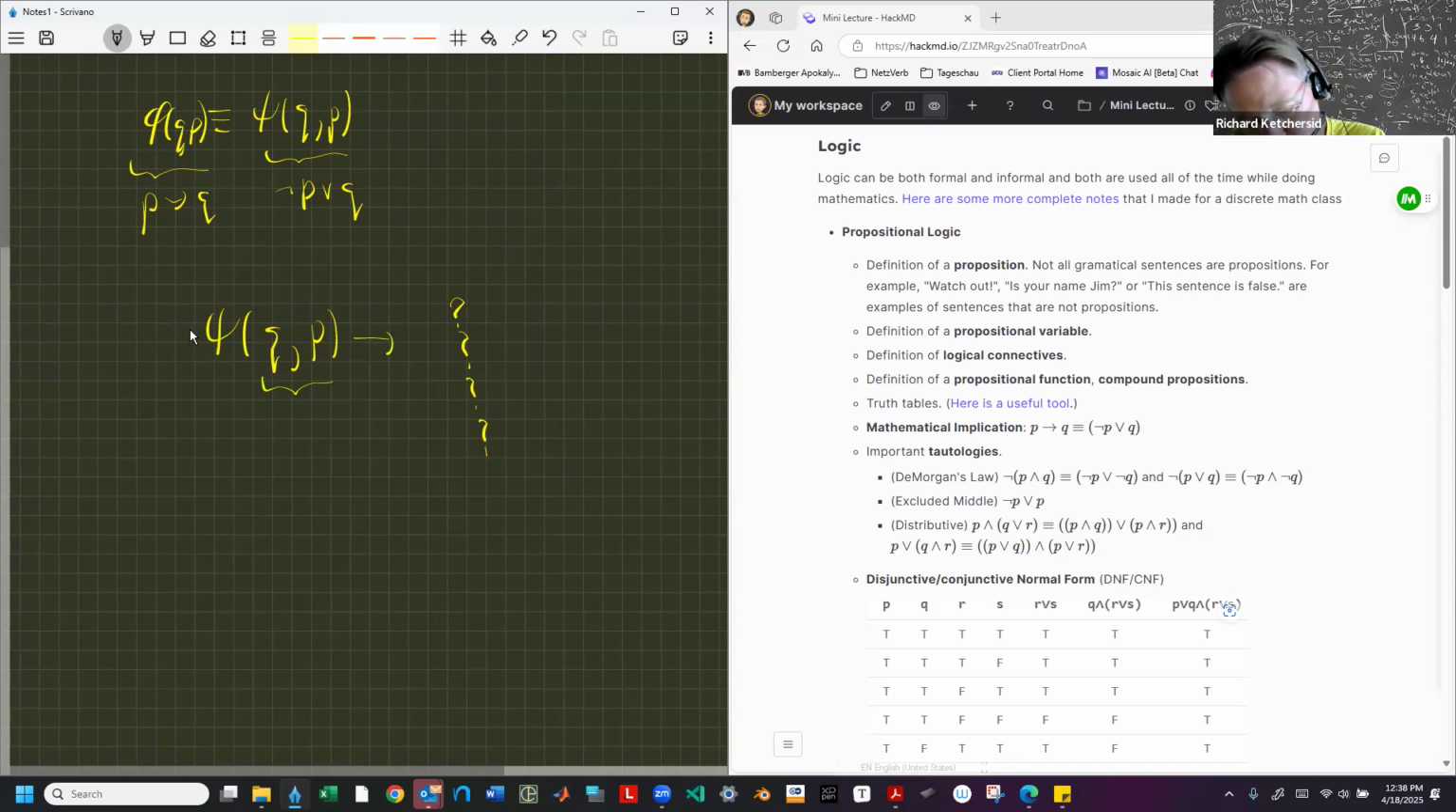Q can take true, true, false, false. P can take true, false, true, false. So all those combinations output these four things here. All together, there are 4 to the 2, or 16, different compound propositions just up to their truth tables. So that's some really basic counting in terms of how many kinds of possibilities there are.